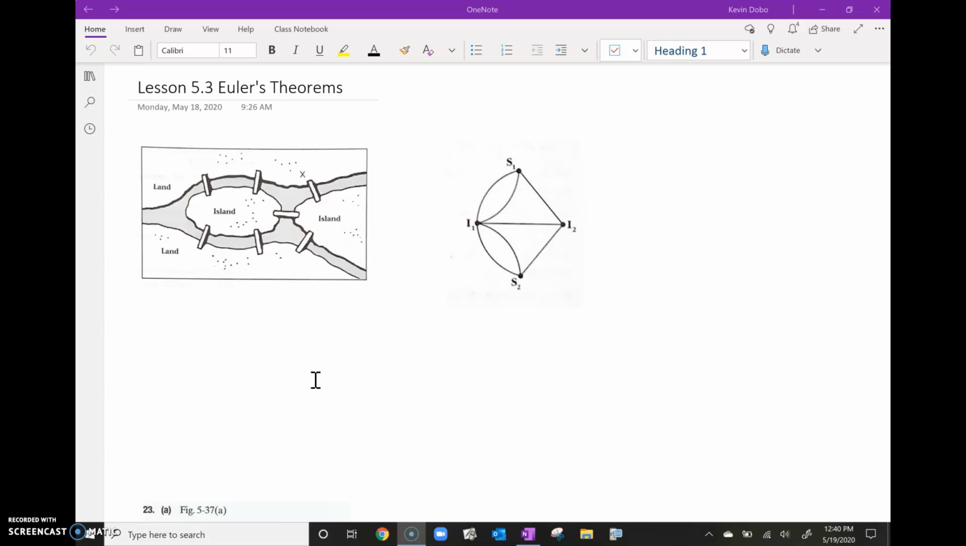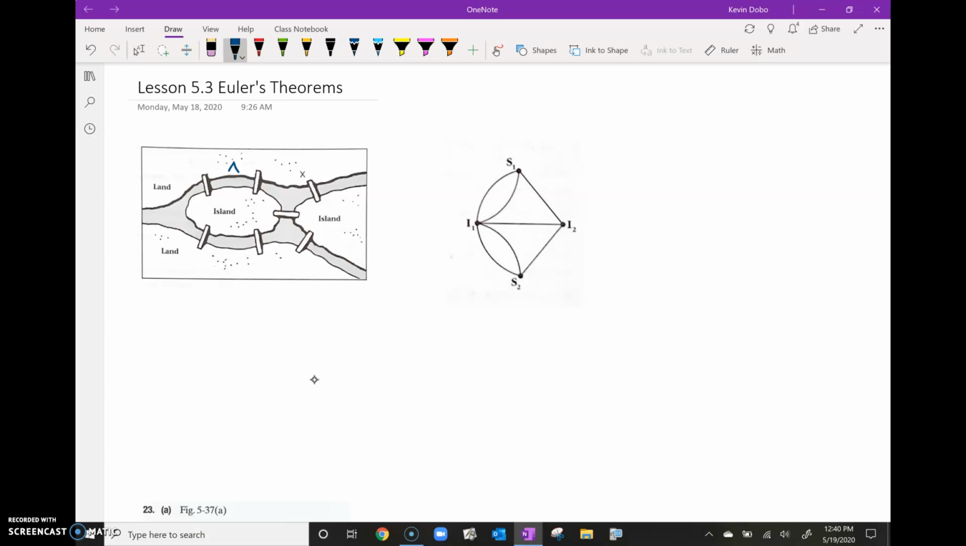So first of all, we talked about the Königsberg bridge problem, and what we have here on the left is the map of Königsberg, right? Remember this. The idea was to start at any piece of land, here I am, and be able to tour the city by crossing each bridge exactly once and ending back where I started. And we saw that this was impossible, and we're going to now discuss why.